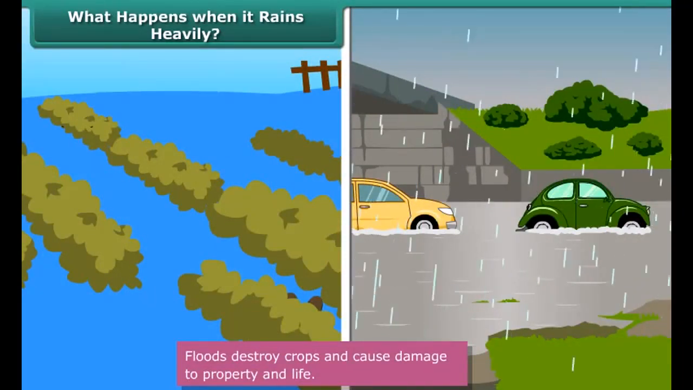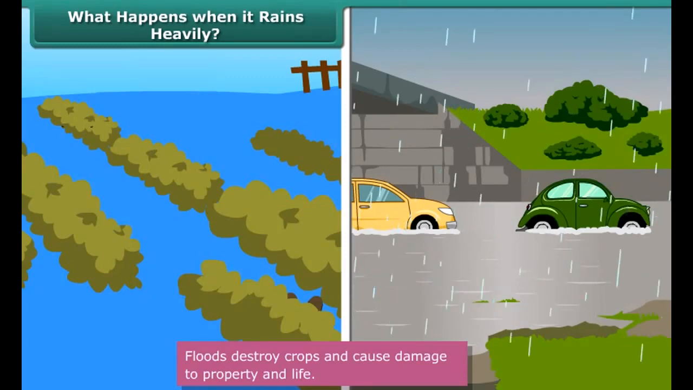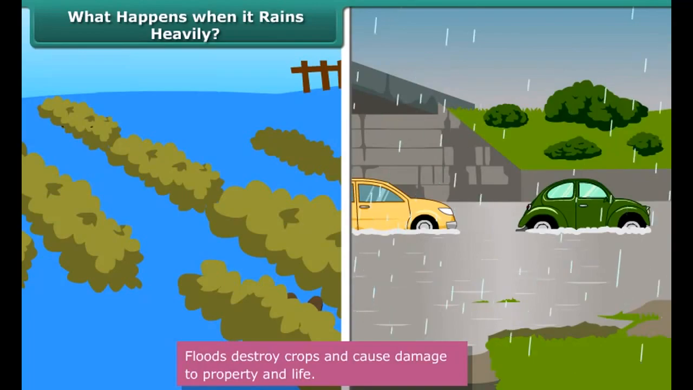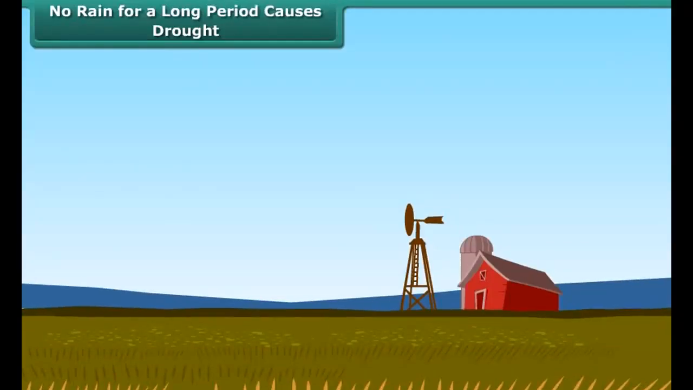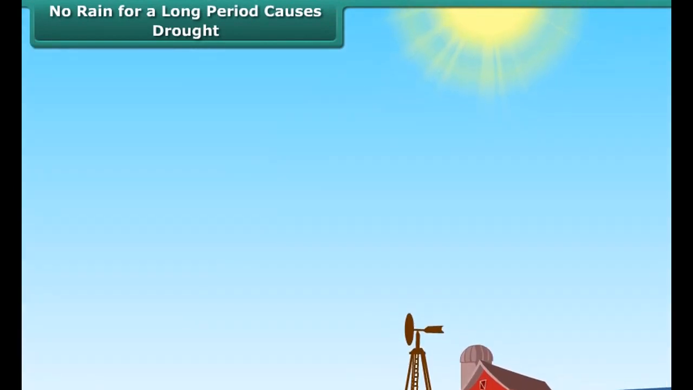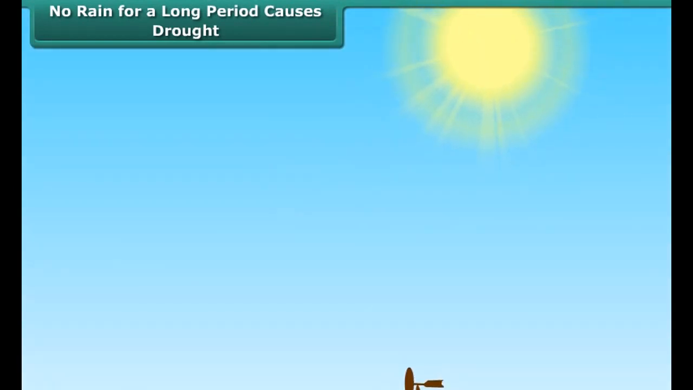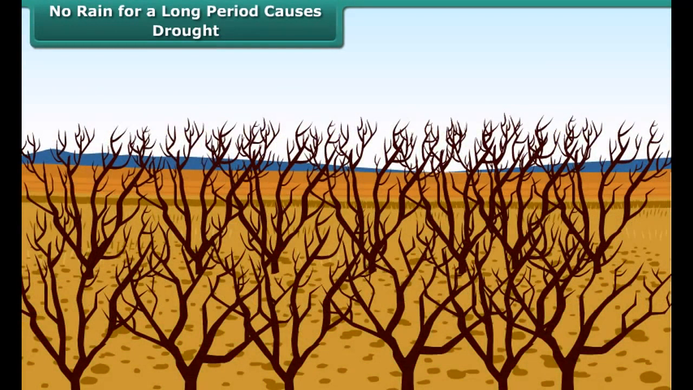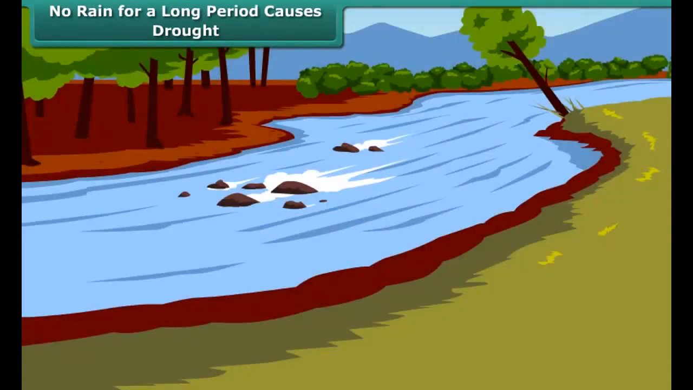Excessive rainfall leads to a rise in the water levels of ponds, lakes, and rivers, causing them to overflow. Such an overflow of these water bodies beyond their normal limits is known as floods. Floods destroy crops and cause damage to property and life. Floods triggered by heavy monsoon rains are an annual feature in India.